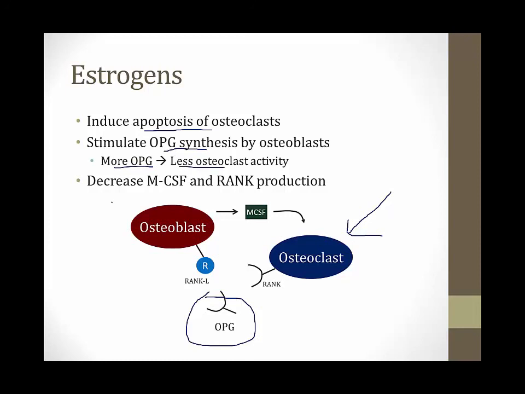In addition, estrogens have been shown to decrease MCSF release by osteoblasts. They've also been shown to decrease RANK production by the osteoclast, so that the receptor for RANK L is not present. And through all these mechanisms, you get less activity of osteoclasts, and that's why estrogens are good for bone formation. And that concludes our video on bone.